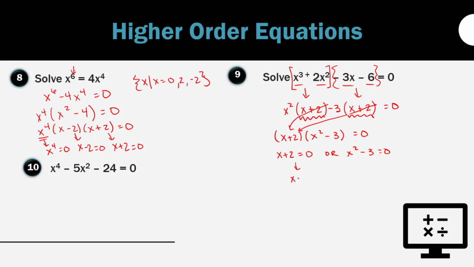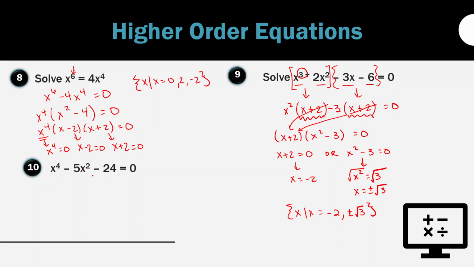This one would tell me x would equal negative 2. This one tells me x squared is equal to 3, which means x is equal to, first of all, I'm going to take the square root of both sides, so I get the square root of 3. But since I took the square root on my own, I get 2 answers. So my solution set is x equals negative 2 or plus or minus the square root of 3. Again, I got more than 2 solutions because the degree of the equation was higher than 2.